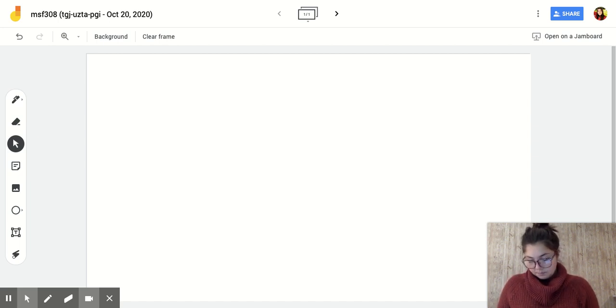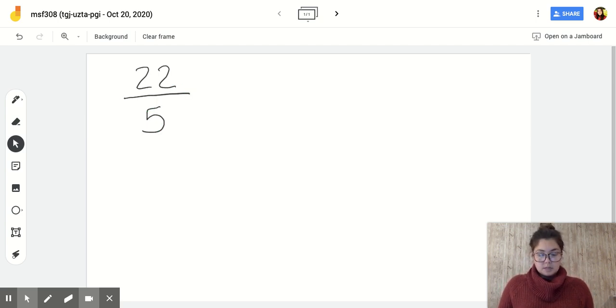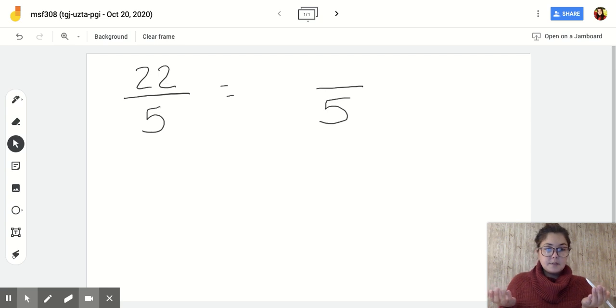Let's do 22 fifths. So again, if you would like your first step to just be we're going to keep our denominator, go for it. Put it right over there. That's a great first step to have. If you do that first step or last step, it doesn't make a difference with what your answer is. Just make sure that you stick it in there either way. Okay, so our next step is to list our multiples of our denominator. So we've got 5, 10.